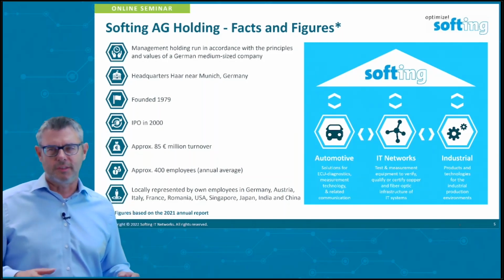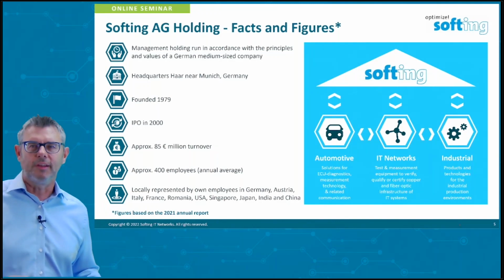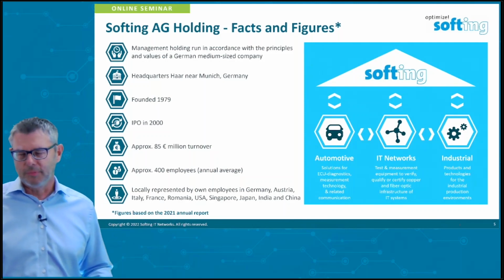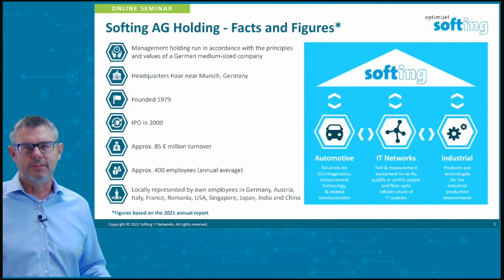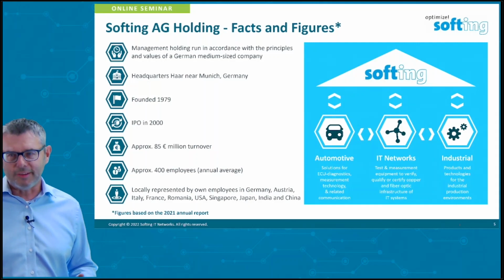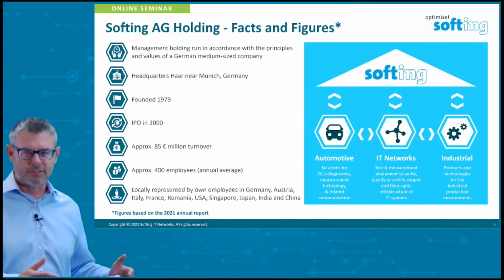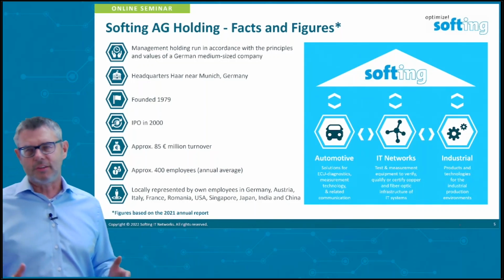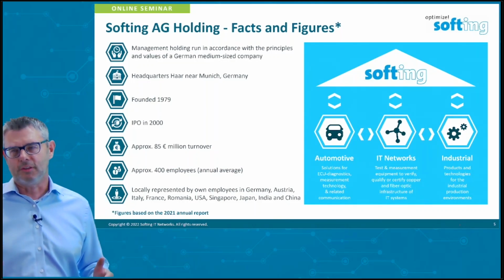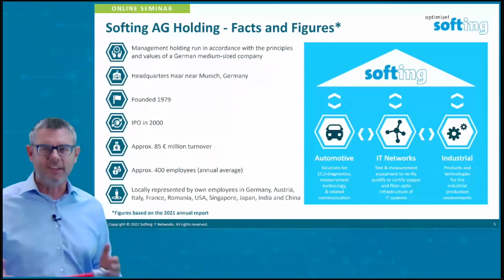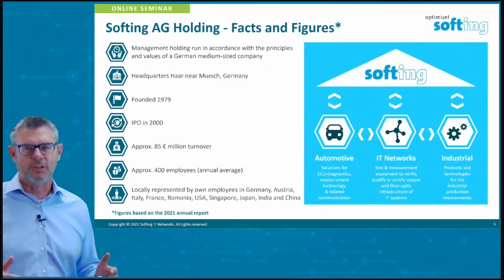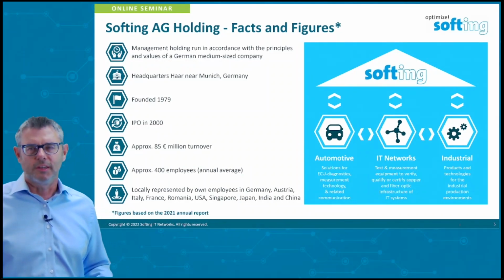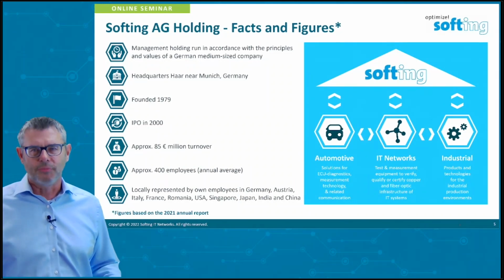Softing itself is a publicly traded company, and it's a holding organization to which certain companies belong. The major three columns on which Softing sits are automotive, IT networks, and industrial automation. What are these three columns doing? The colleagues of the automotive group are specialized in producing test systems for ECUs, engine control units for cars. So they are very deeply involved in testing in cars or automotive in general.